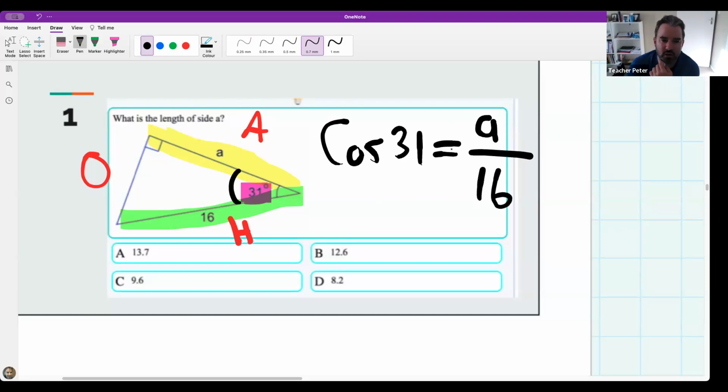Now you need to rearrange this trig equation I built for you to figure out what A is by itself. And then you need to choose the option that's correct here.